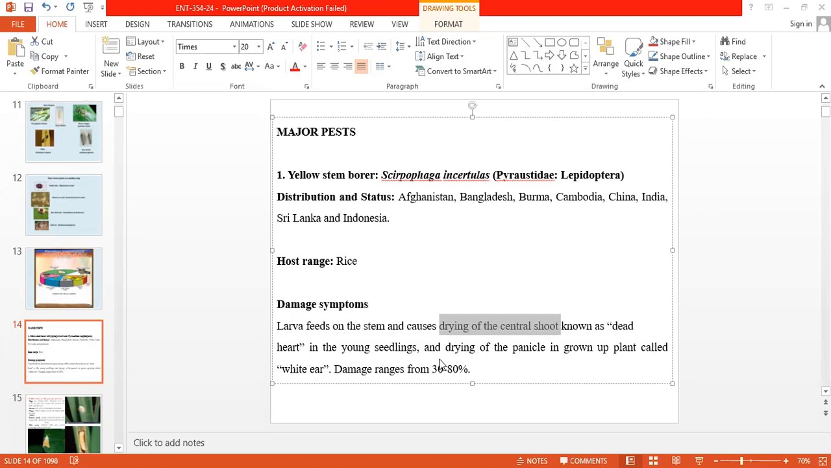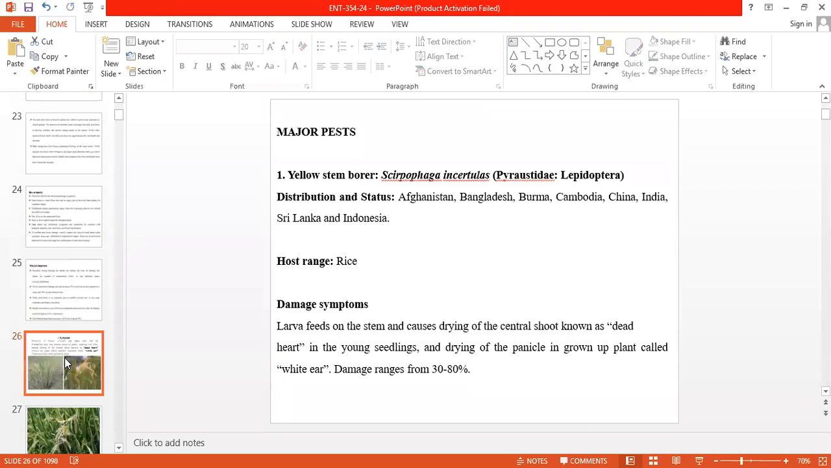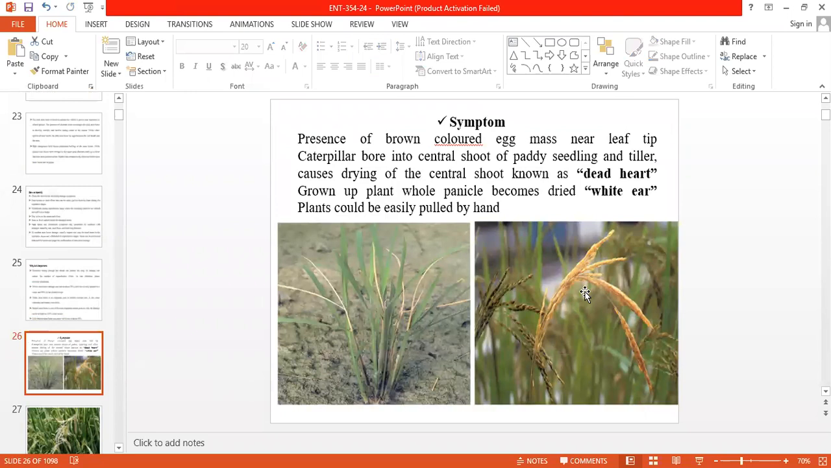Then the second symptom is drying of the panicle in a growing plant, called white ears. This type of white ear symptom is due to the infestation of yellow stem borer larva. So there is drying of the panicle in growing plants, and dead heart symptoms are the drying of the central shoots, when the central shoot becomes dead. White ear symptoms form in the growing plant, and dead heart symptoms are mainly noticed during the seedling stage. In a grown-up plant, when the whole panicle becomes dried, that is called a white ear.